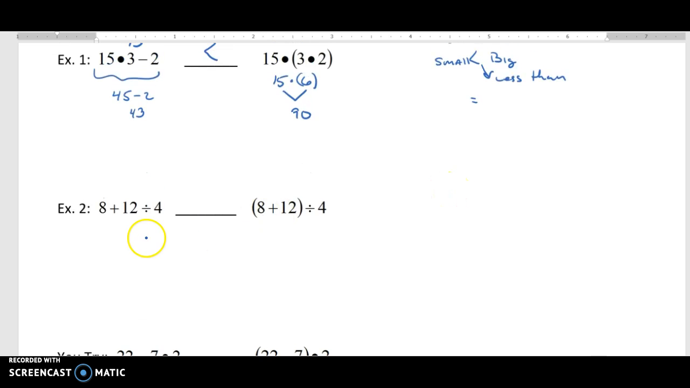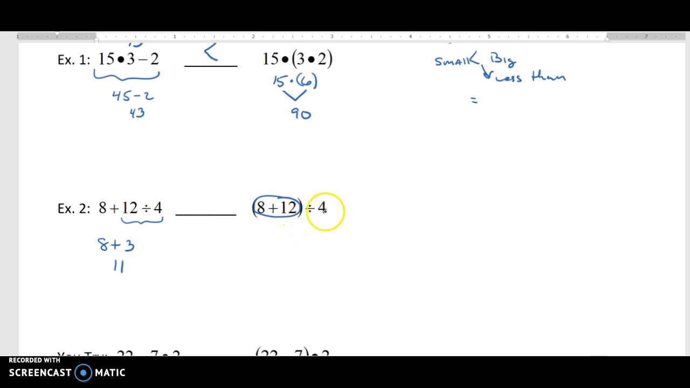Let's do another. When I complete the order of operations, no parentheses, no exponents, so I'll stop due to division. 8 plus 12 divided by 4 is 3, and 8 plus 3 is 11. Over here, I have to do parentheses first.